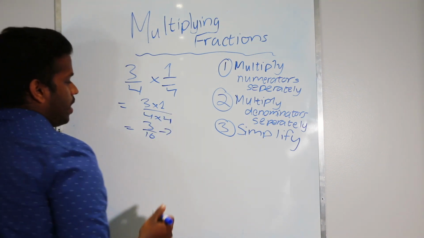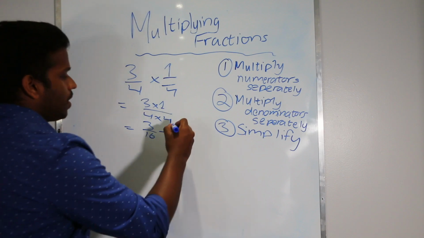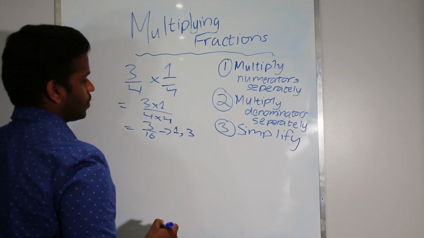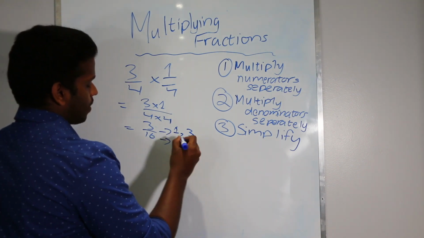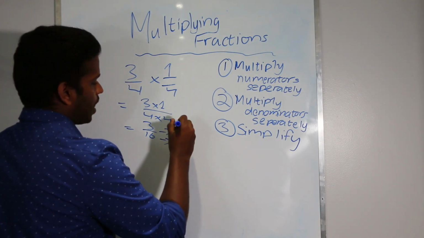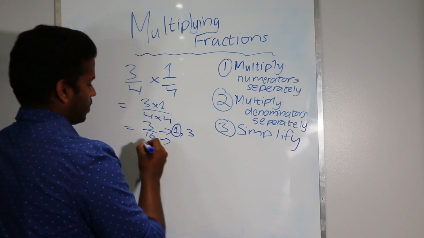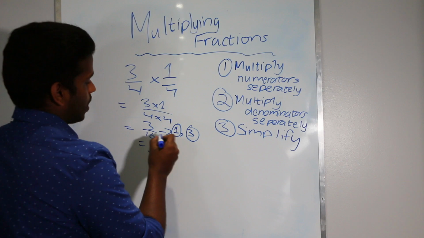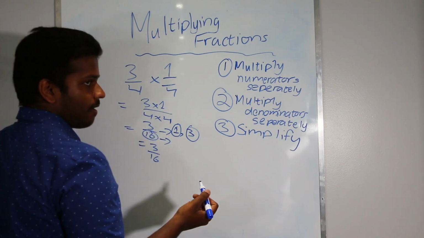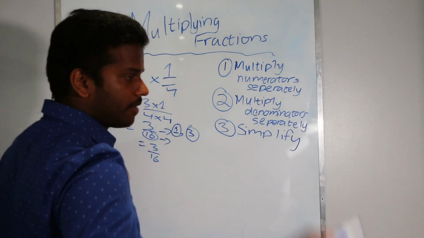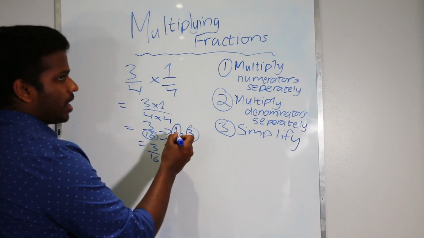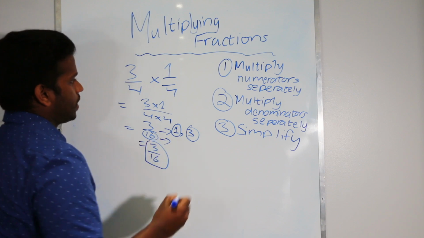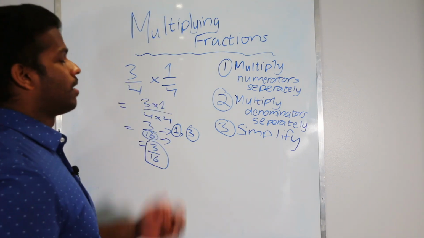Can we simplify? Are there any common factors between them? So 3 is a prime, and we have a few factors here, but the only one that will work is 1. So we can't simplify further, because 3 is not a factor of 16, as there will be a remainder if you divide 16 by 3. So 3 divided by 1 is 3, 16 divided by 1 is 16. So we can't simplify it further. So 3 over 16 would be our product for this fraction.